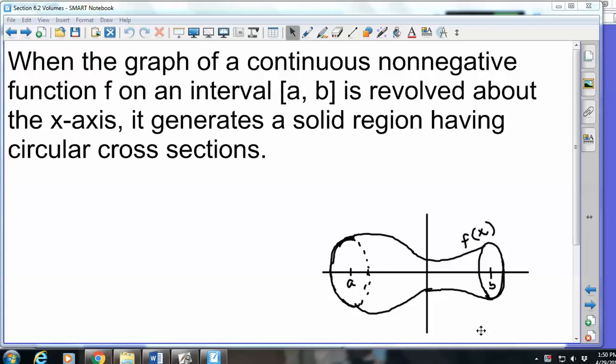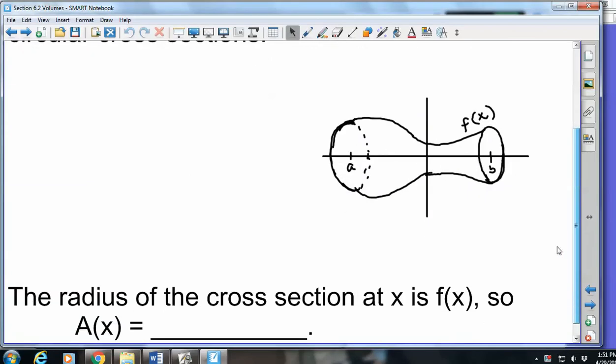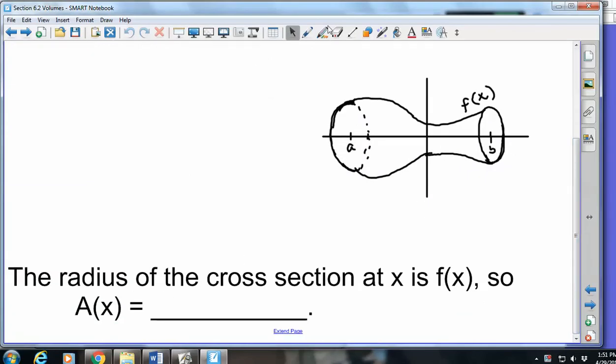We're going to be looking at some other situations today. This is talking about the scenario we were looking at last week. When you have the graph of a continuous positive function on an interval and we rotate it around the x-axis, what was the shape of the cross-section we saw on almost every problem? Right. And we know the area of a circle is pi r squared.